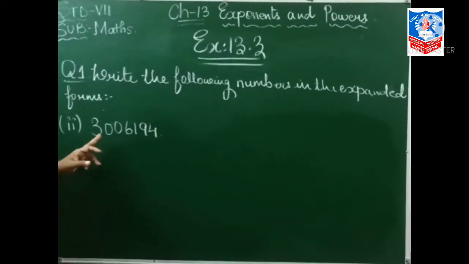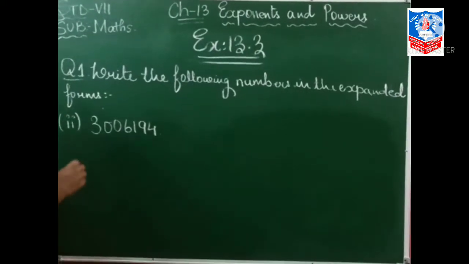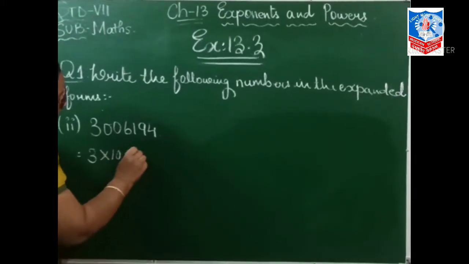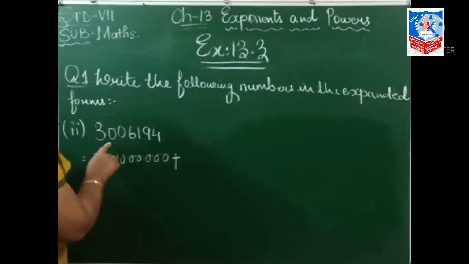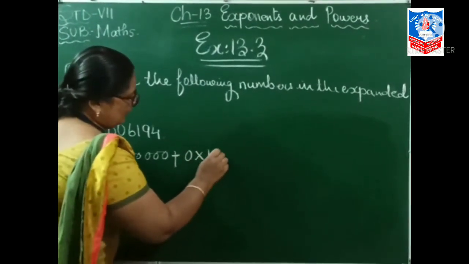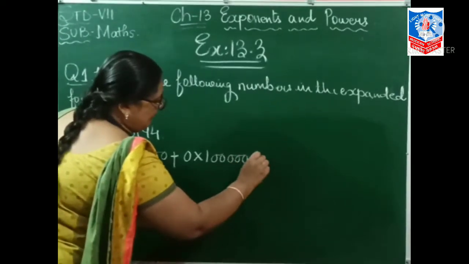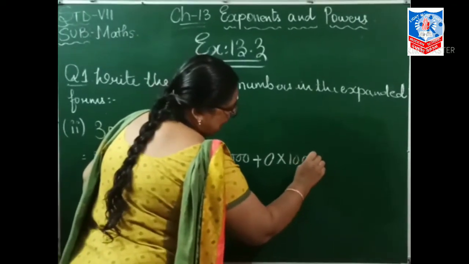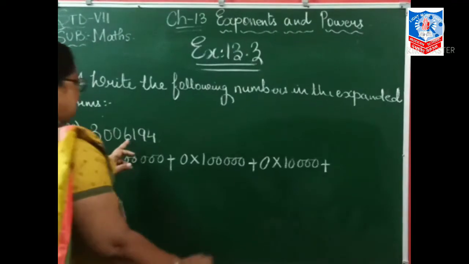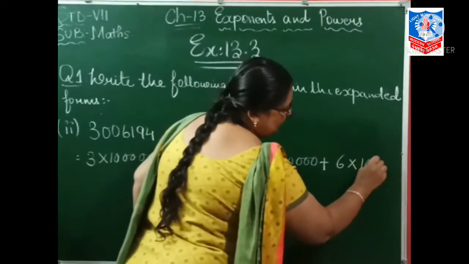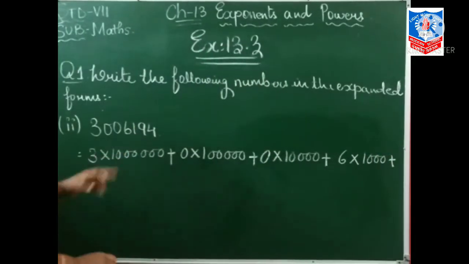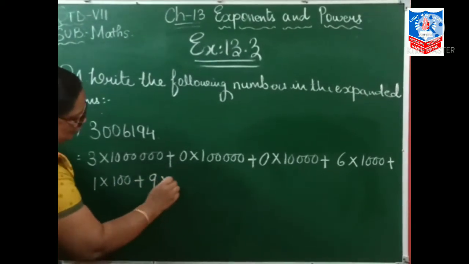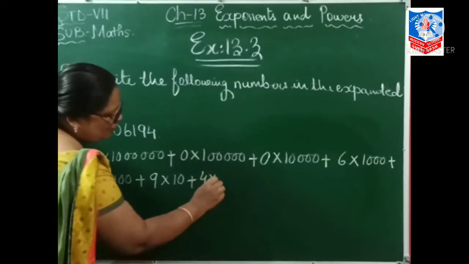Second is 30,06,194. So expand this, 3 into 10 lakh plus 0 into lakh plus 0 into 10,000 plus 6 into 1,000 plus 1 into 100 plus 9 into 10 plus 4 into 1.